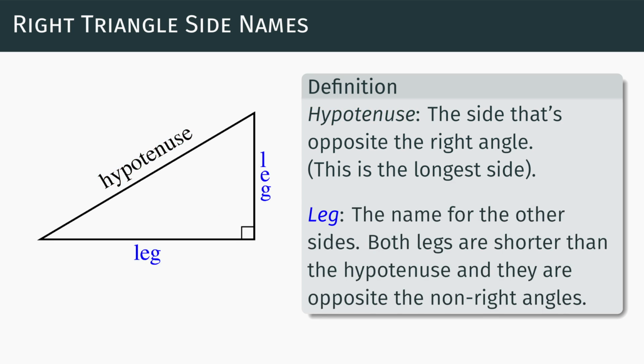Now, the other two sides, we just call them legs. So if we're talking about just one of them, we call it a leg. Both of the legs are always shorter than the hypotenuse, and they're opposite the angles that aren't the right angle. So we've got the hypotenuse for that long side, the side that's opposite the 90-degree angle, and then the legs are the other two, the ones that are shorter than the hypotenuse and opposite the non-90-degree angles.